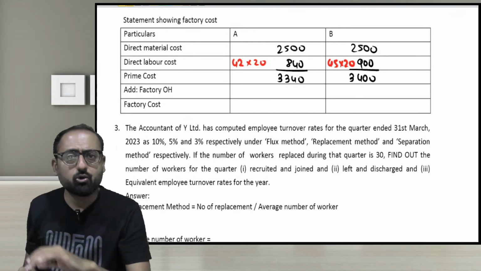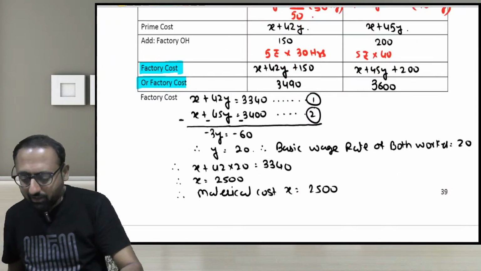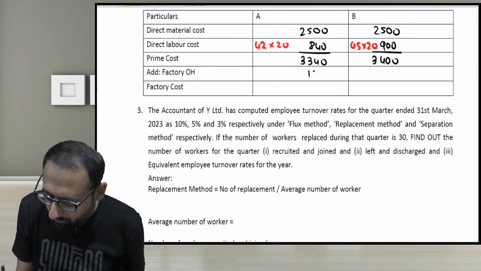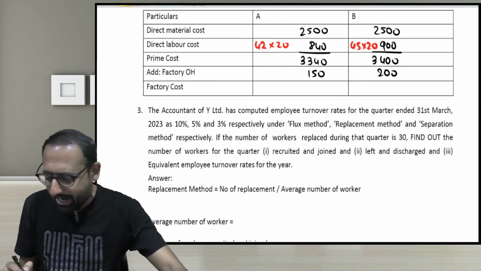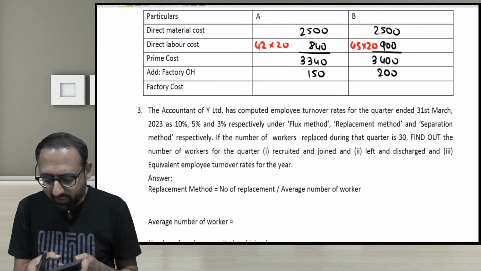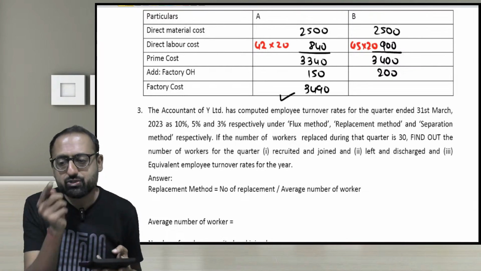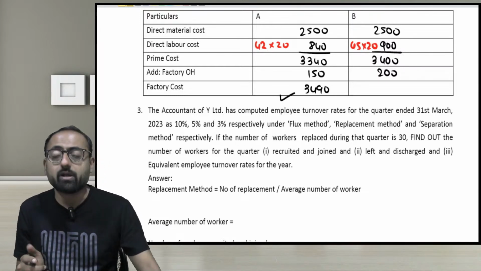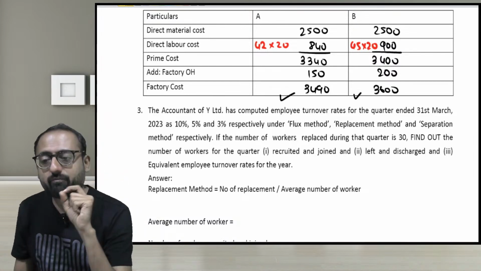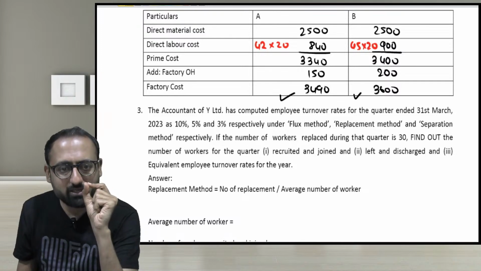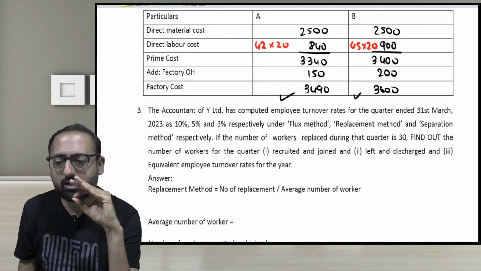Here you will have to add the overhead. Overhead is already added in the first table. We'll check that: overhead 150 and 200, 150 in the first column, 200 in the second column. Now I'll add 3340 plus 150, that is 3490. Correct or not? You'll have to check with the question. And 3400 plus 200 is 3600. It is matched with the data given in the question. So our answer is absolutely fine, absolutely correct.